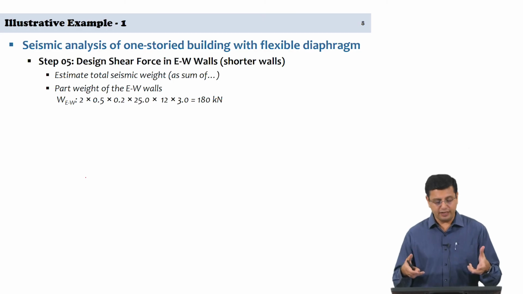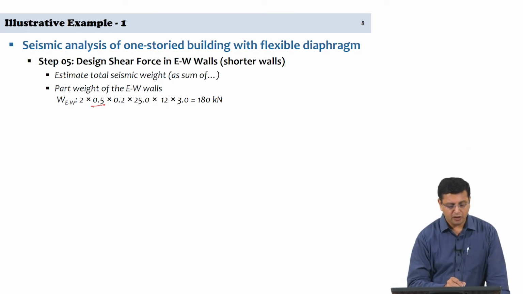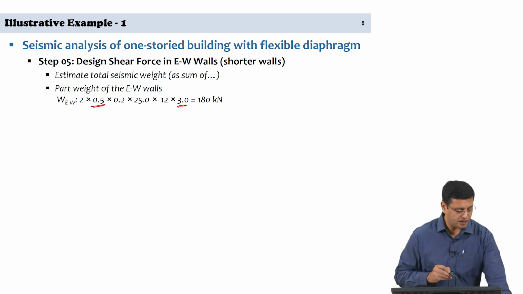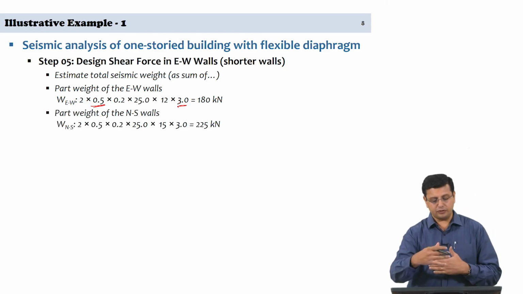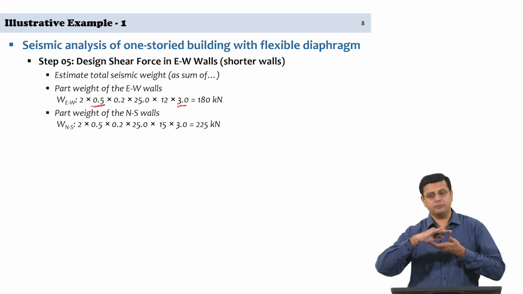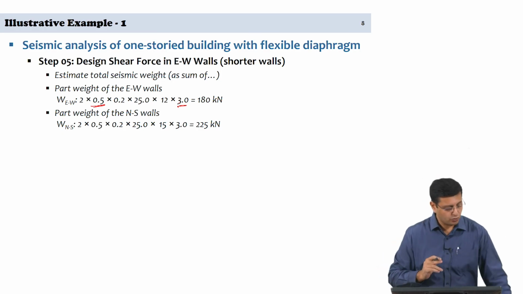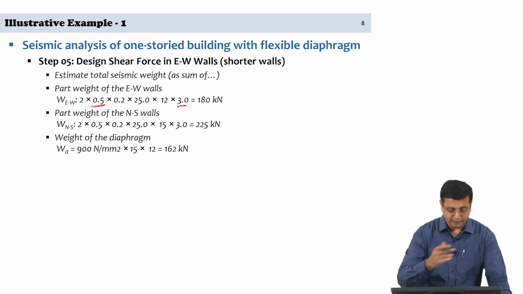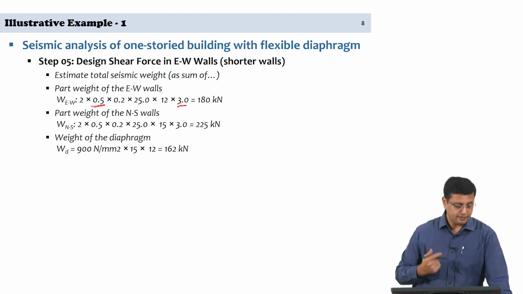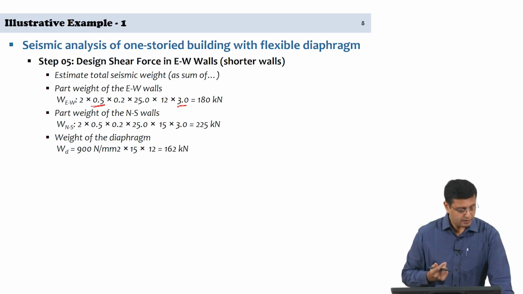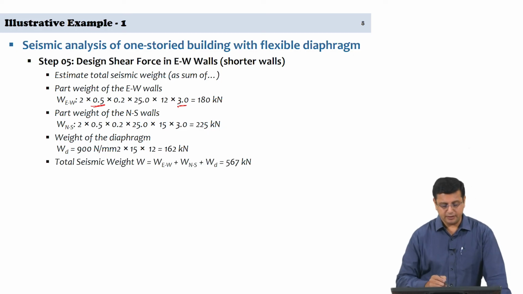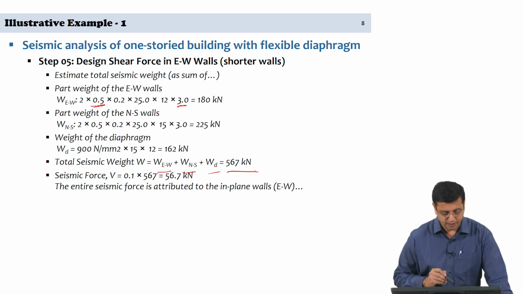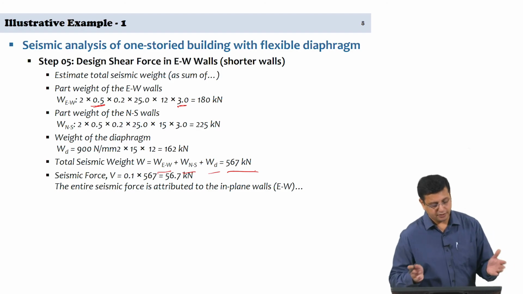So, part weight of the east west walls, again we are taking 1/2 of the height, half of 3 meters. We have part weight of the north south walls, the weight of the diaphragm and the superimposed loads, which will totally make the inertial force that is then coming on to the in plane walls. So, the total seismic weight in this case, east west wall plus the north south wall component plus the diaphragm weight, a total of 567 kilonewtons comes on to the in plane walls.